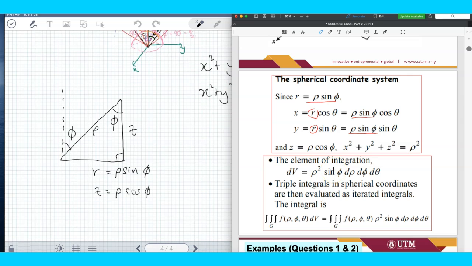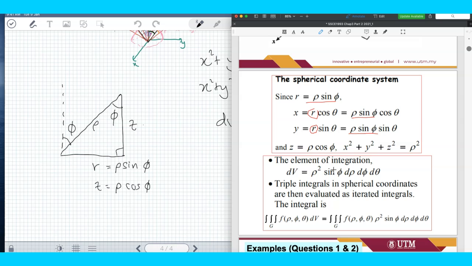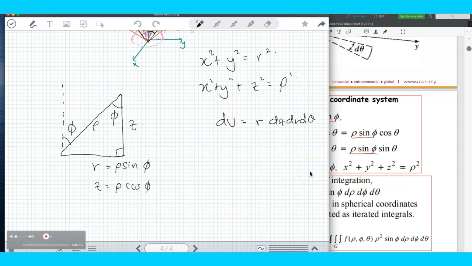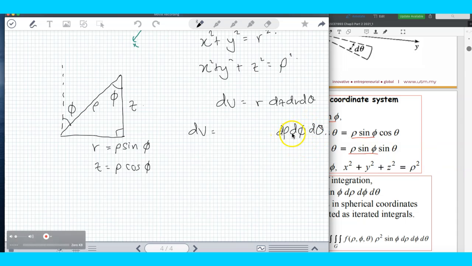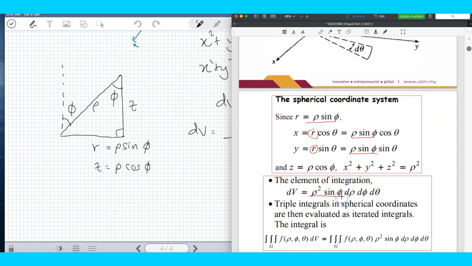About the dv: for cylindrical, dv is r dz dr d theta. That is in cylindrical. But in spherical it is a bit longer. The dv is given by, of course, d rho, d phi, d theta, because those are the three variables in spherical coordinates: rho, phi, theta. This is the standard order, but you have to put something here. Just like r, it is just r, but for spherical it is a bit longer. What is that? You have to put rho squared sin phi.